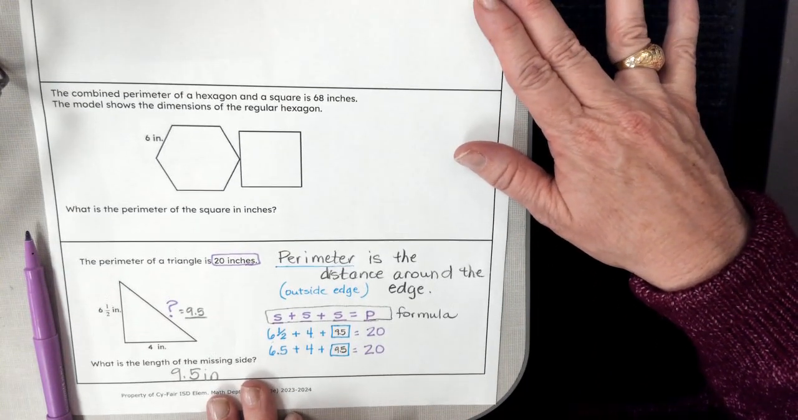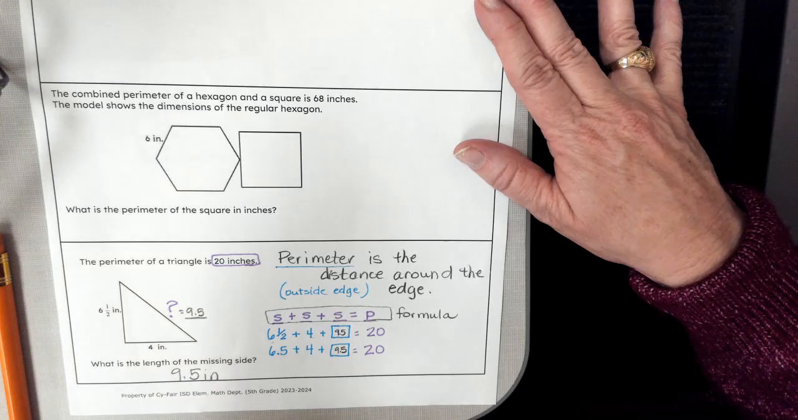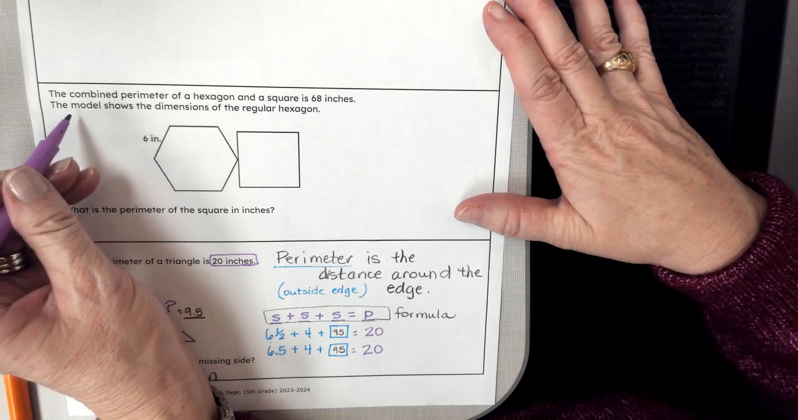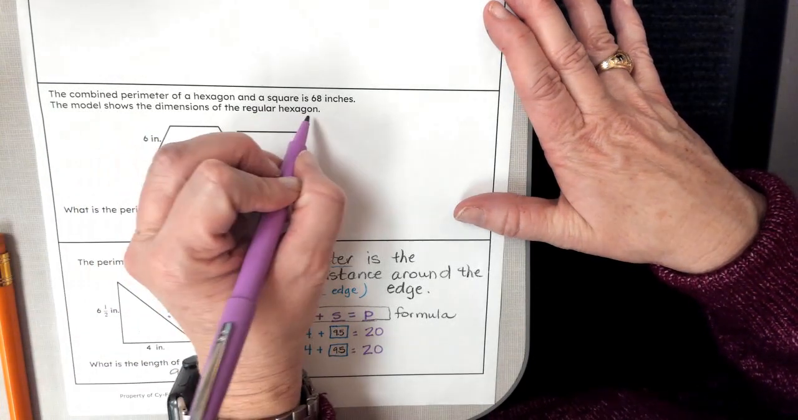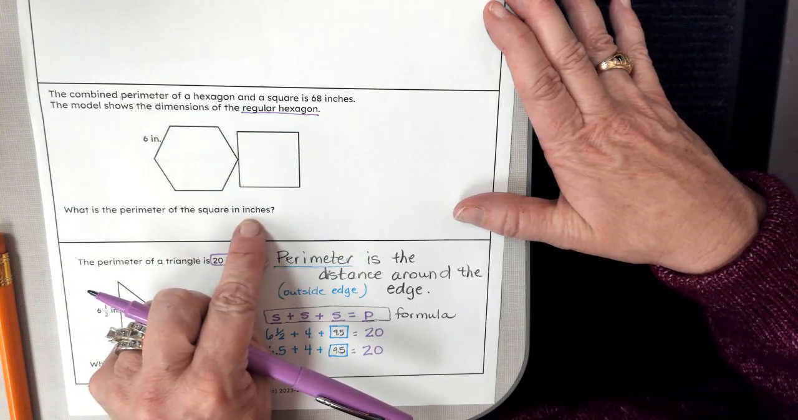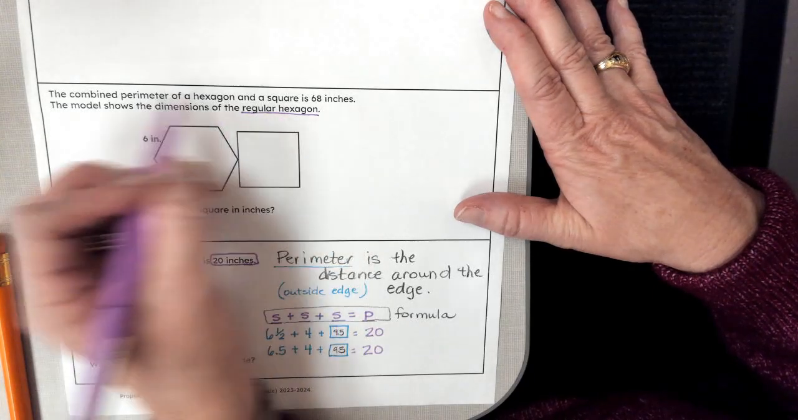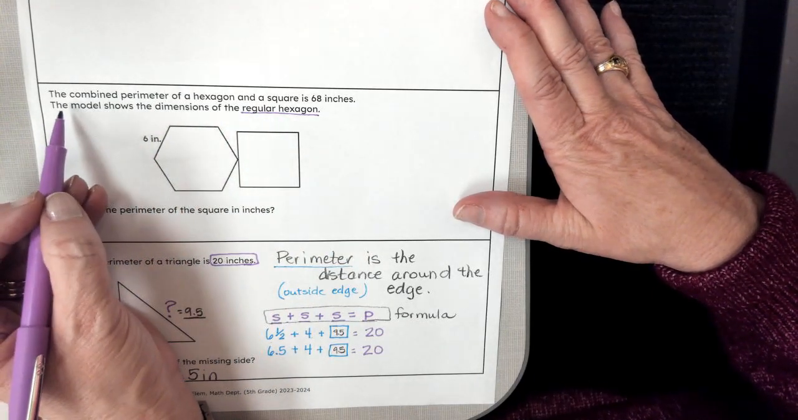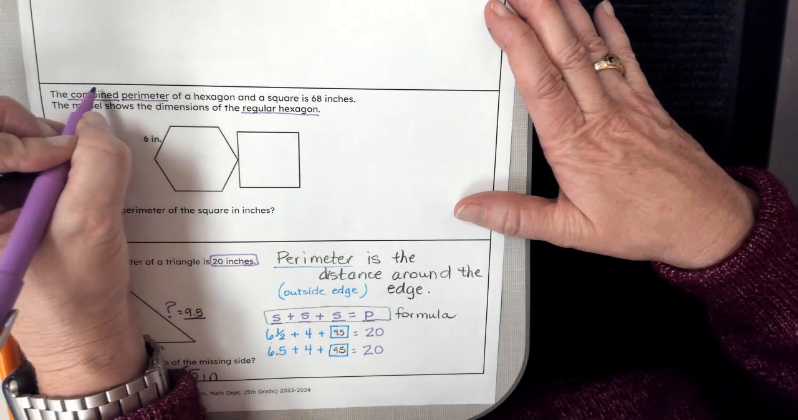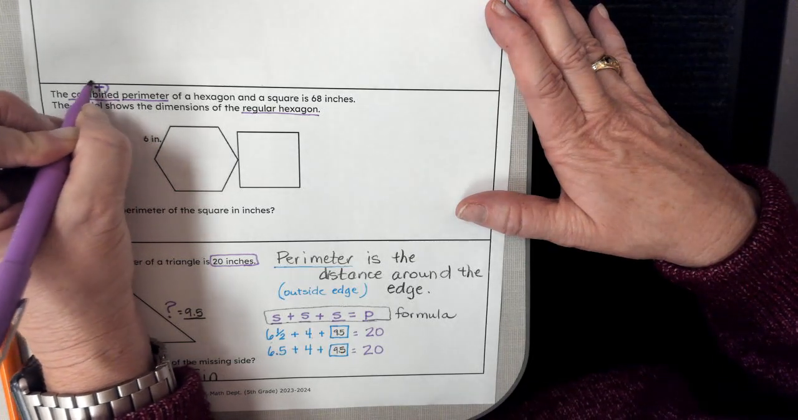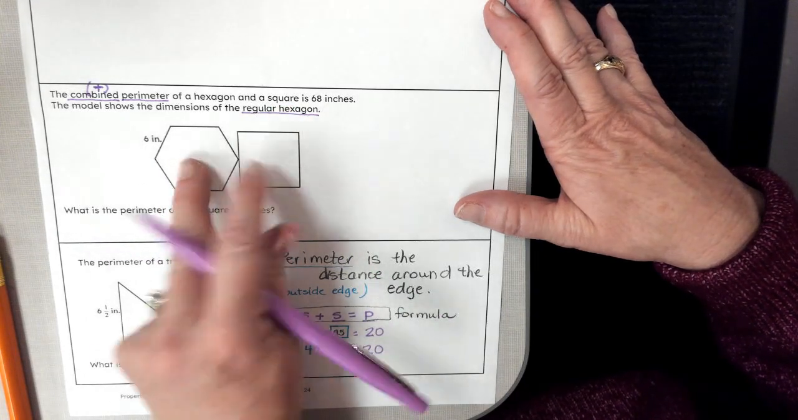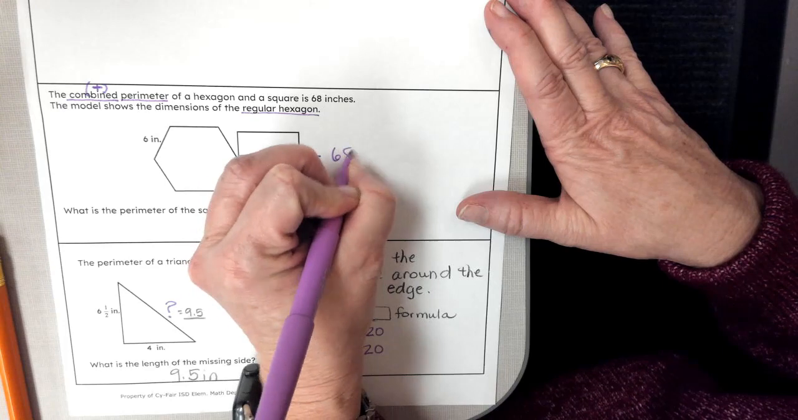Alright, so I'm going to scroll up to this next one and I'm going to read it out loud. It says the combined perimeter of a hexagon and a square is 68 inches. The model shows the dimensions of a regular hexagon. What is the perimeter of the square in inches? So I'm going to go back up here to some information. The first thing that I see is the word combined. The combined perimeter. Combined means that we're putting two things together. So when we say combined perimeter of the hexagon and the square, that means these two together are going to equal 68 inches.